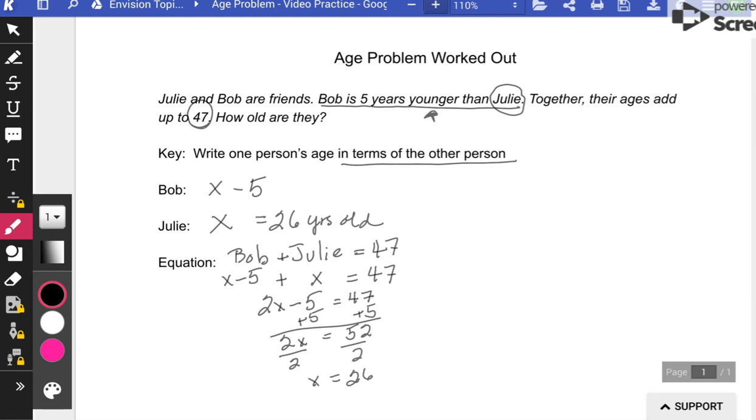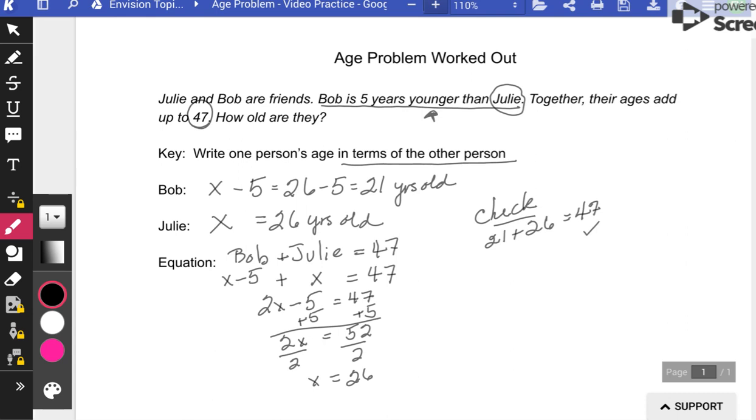In order to find Bob's age, we're going to take Julie's age, which is 26, subtract 5 to get 21 years old. In order to check this, we can just quickly add their two ages together. So 21 plus 26, which gives us our 47, which is our sum. It's just as simple as that.